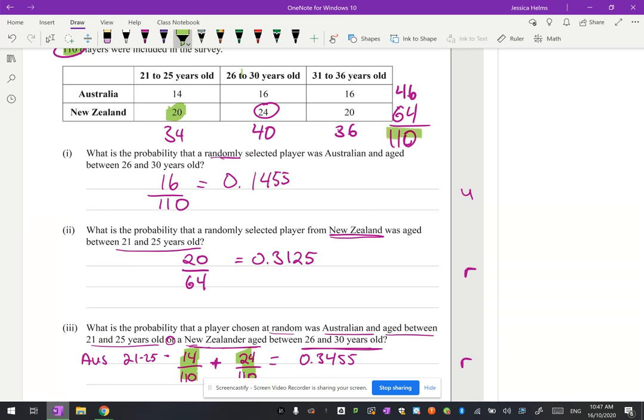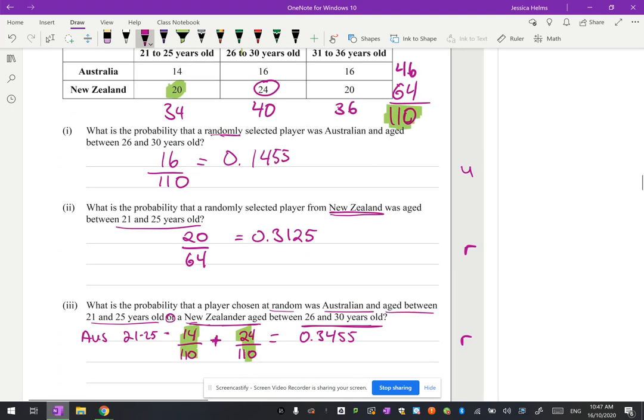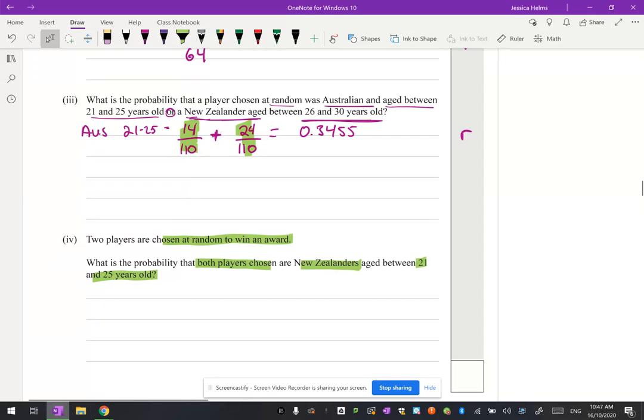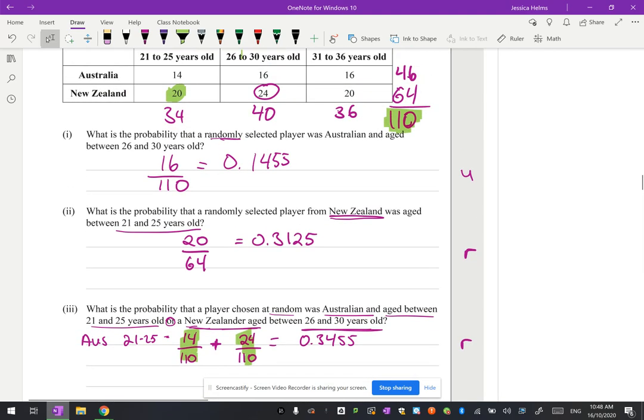And we're picking them at random from the total. So the probability of picking the first one, the chance of getting the first Kiwi out of that group that's in that age group, would be 20 out of 110. Okay, so we've got that first person out, and then we're going to select another one. What is the chance that we're going to select another New Zealander aged 21 to 25?